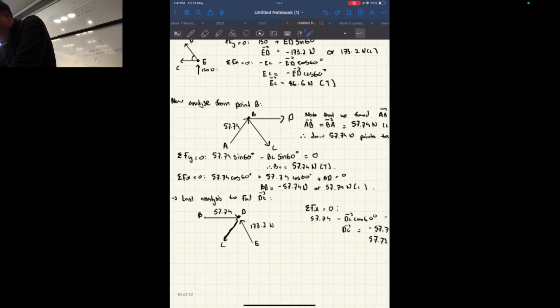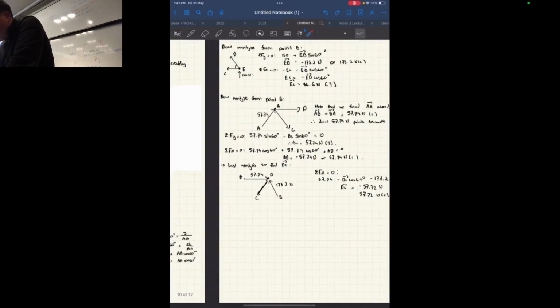Now we do sum Fx equals 0. The horizontal aspect there: 57.74 cos 60 degrees, plus BD, and then plus the horizontal component of BC, so plus BC cos 60 degrees, which we already found, equals 0. So we found that BD equals negative 57.74 newtons, or 57.74 newtons in compression.